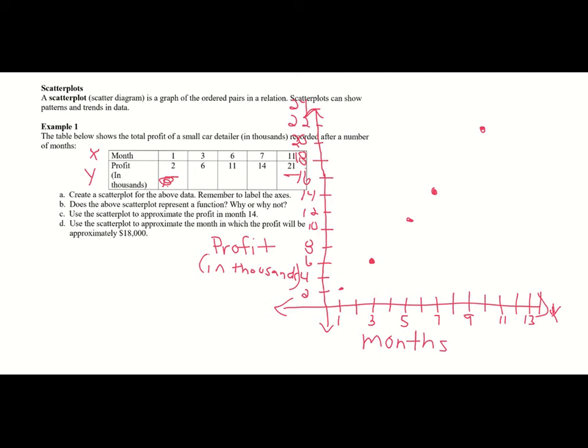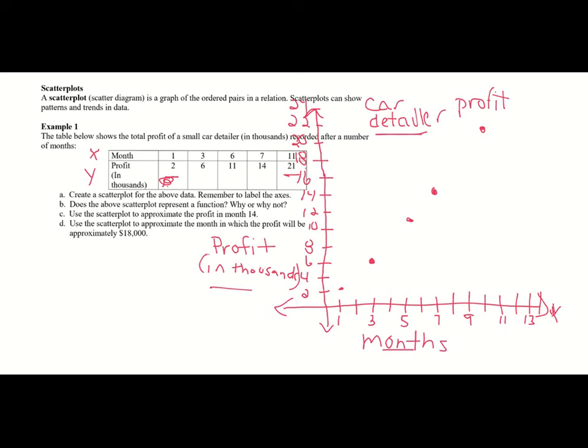And we can put a title up here: Car Detailer Profit. I know it's messy. Okay, so we have a label for each axis, and we have a title. Now, does it represent a function?